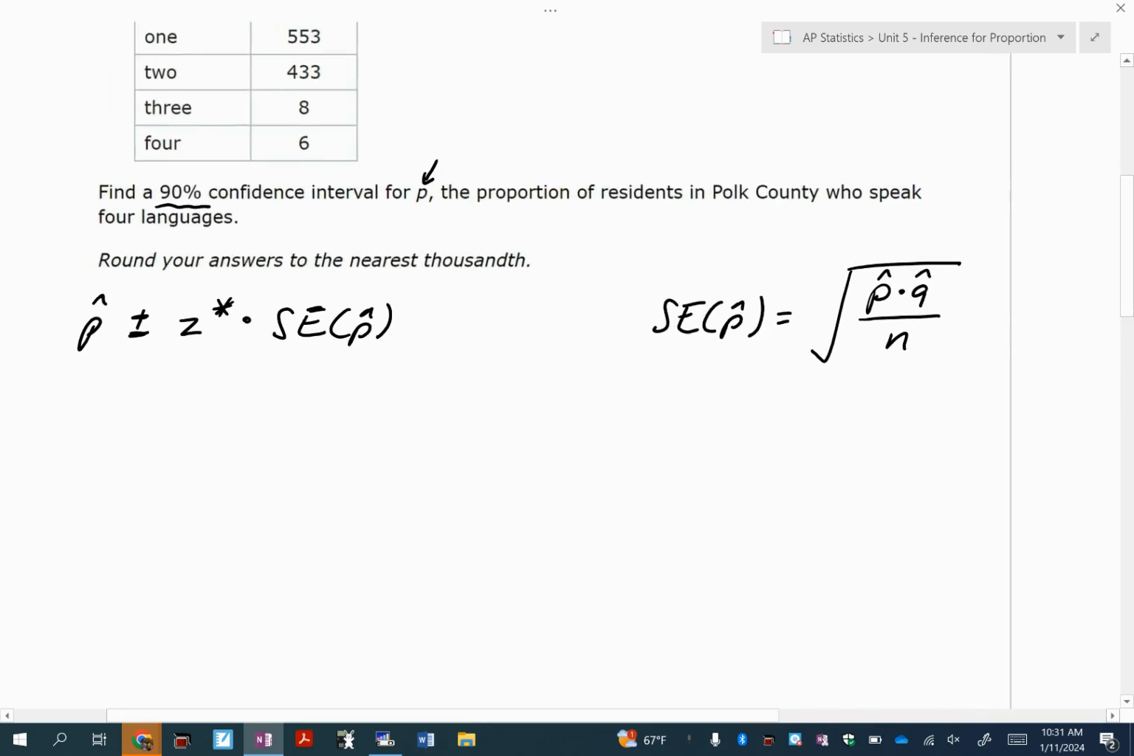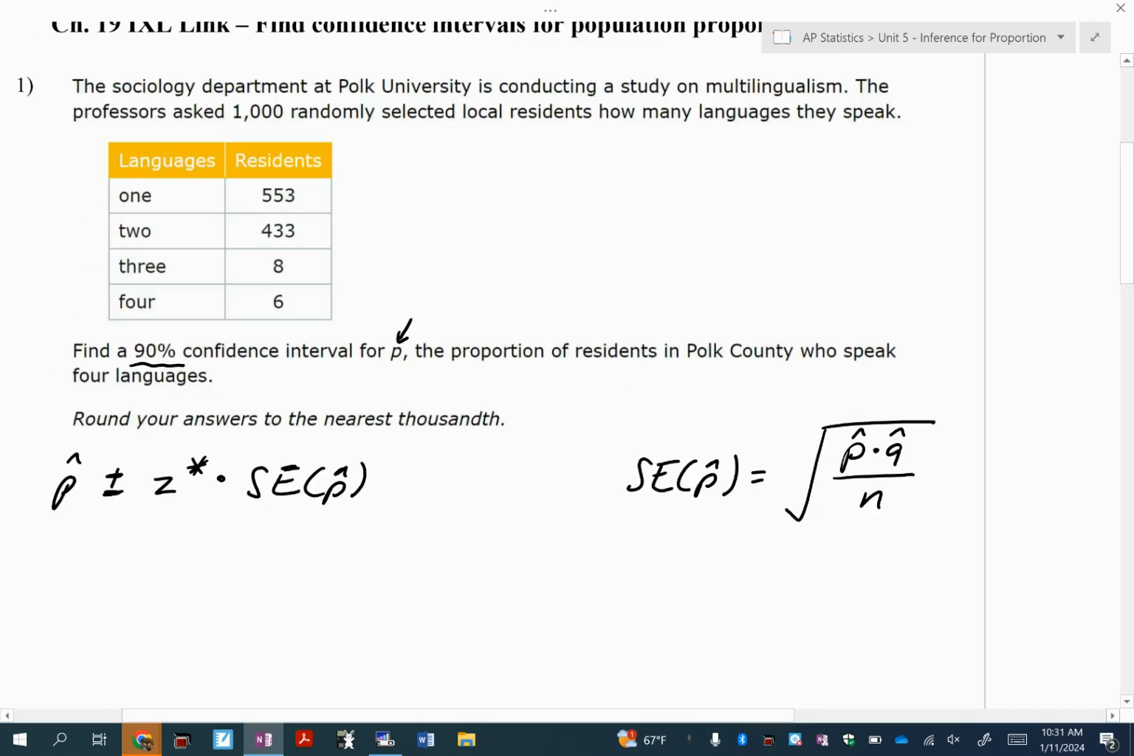All right, so let's write down what we do know. Our number of residents. How many total residents did they sample? 1,000. How many successes? And let's first ask ourselves, what is a success here? 4 languages. It doesn't say less than 4, more than 4. It doesn't say like 3 or 2. It just says exactly 4. So in this case, 6 is going to be our number of successes.